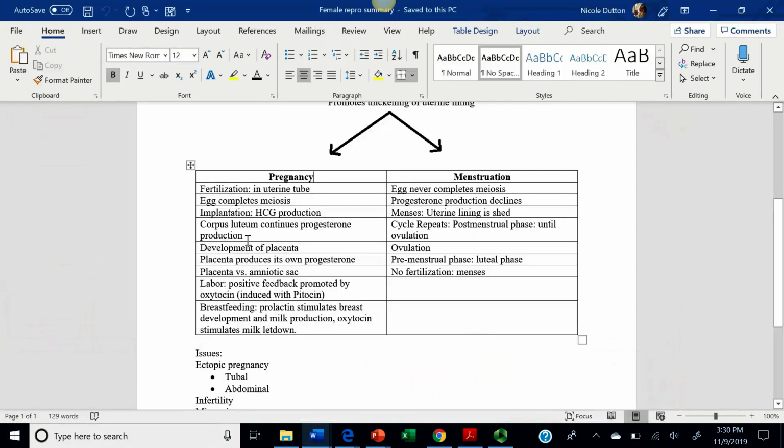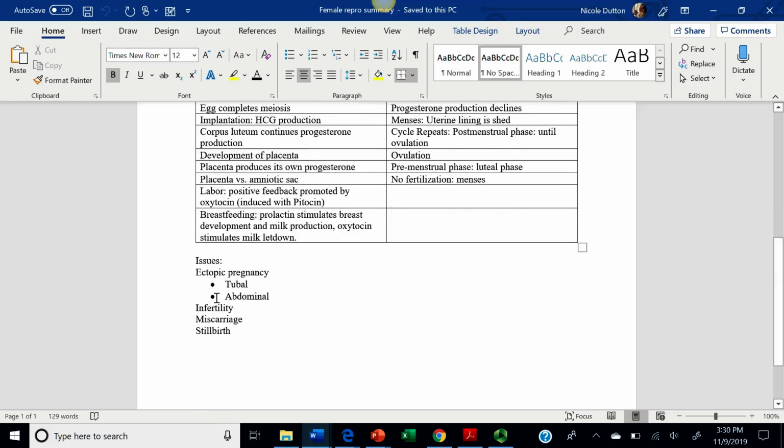So if you look at this, you have the development of the placenta at that 12-week mark. The placenta produces its own progesterone. The placenta is different from the amniotic sac because this is just the exchange tissue between the mom and the baby, while the amniotic sac is just a sac that surrounds the baby. Labor is a positive feedback mechanism that's promoted by oxytocin. If you go and get labor induced, the drug is called Pitocin, which is basically synthetic oxytocin.